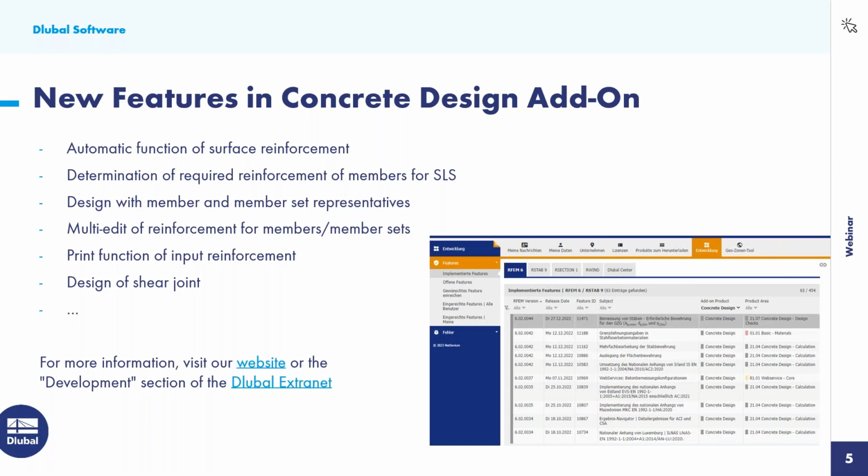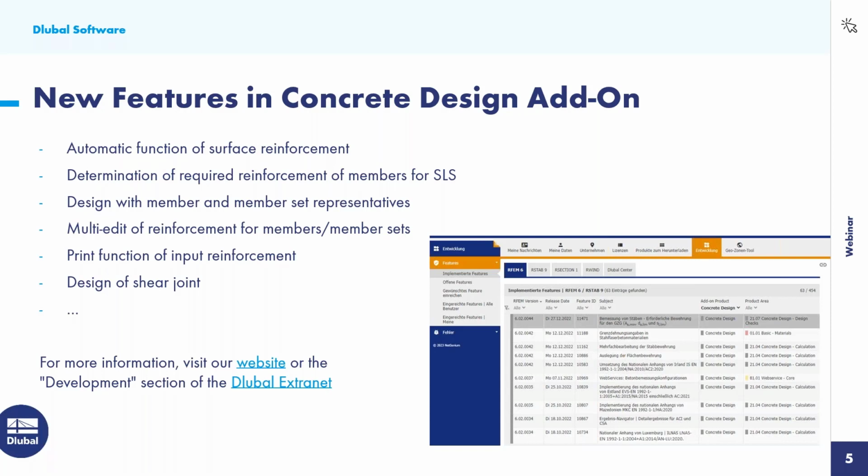If we have entered a reinforcement and we have a certain reinforcement layout inside our member, then we have a new function for printing graphics of this reinforcement template or proposal into the printout report. I will show this also to you. And I will show you how to activate the design check for the shear joint in the add-on.